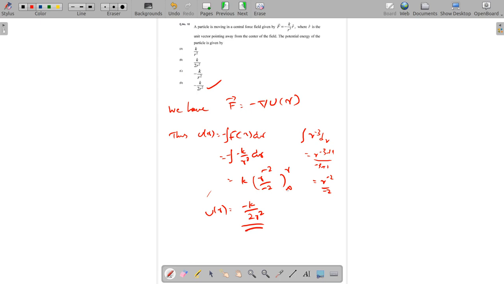The limit should be from infinity, since we are bringing a particle from infinity to that point, that is, at r. So you get minus k by 2r squared, and the lower bound is 0, because this is 1 by r squared, and at r equals infinity you have 1 by infinity, which is 0. So your potential is minus k by 2r squared. So option D is the right answer.